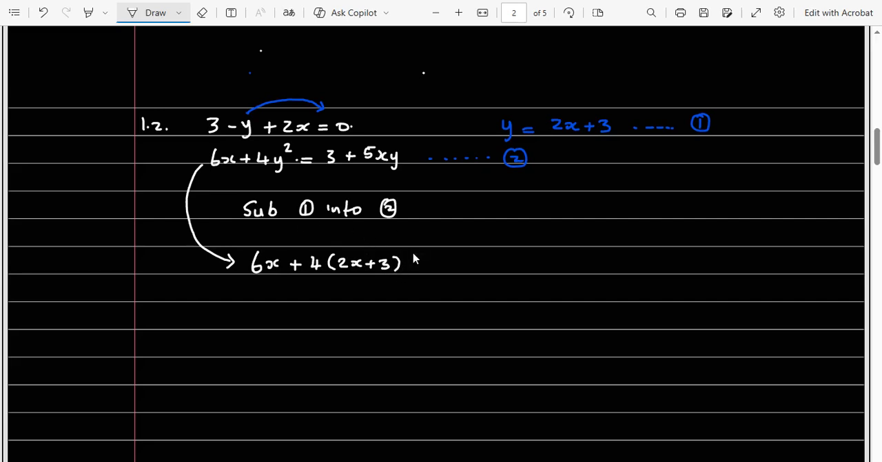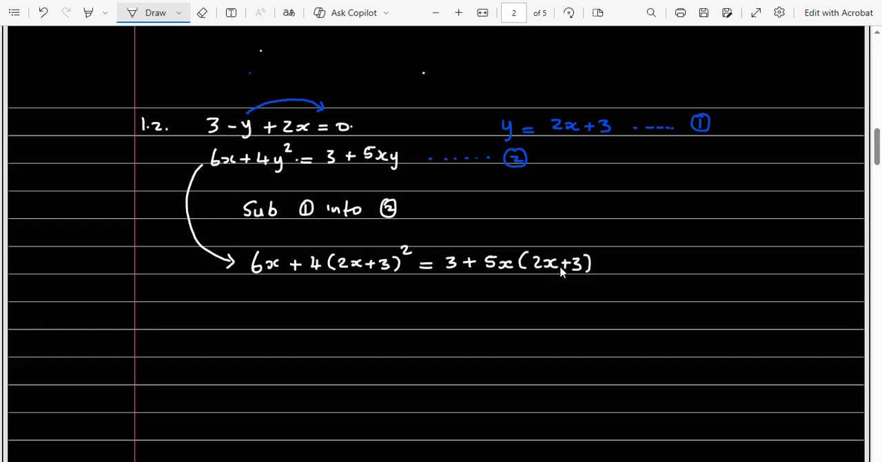So most learners forget to say this is squared. That's when you start losing marks. That's the common mistake. And then plus 3 plus 5. Look at this, I have 5xy. So I'm going to first write the 5x, then open the bracket. I'm going to substitute that by 2x plus 3.